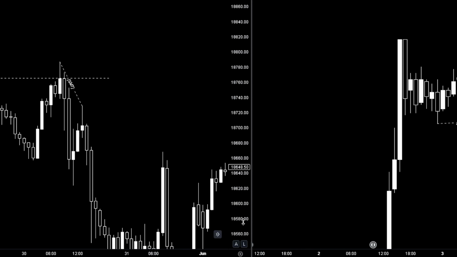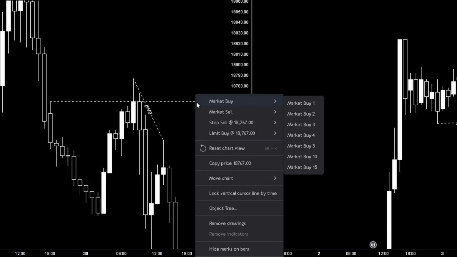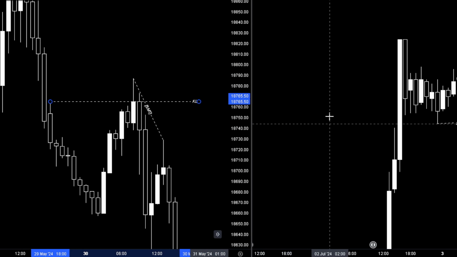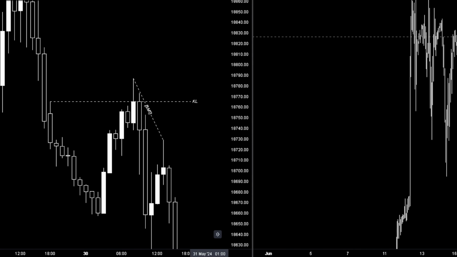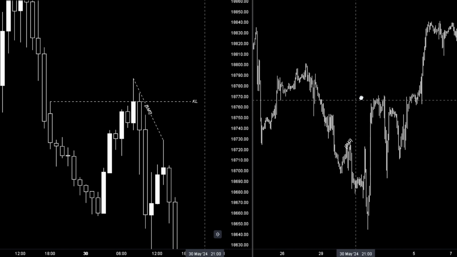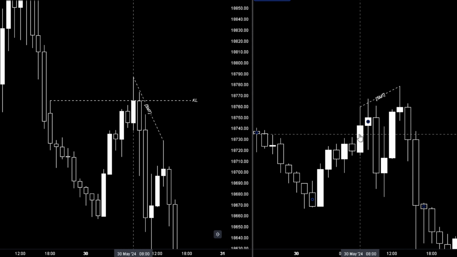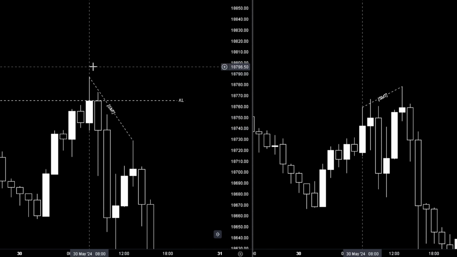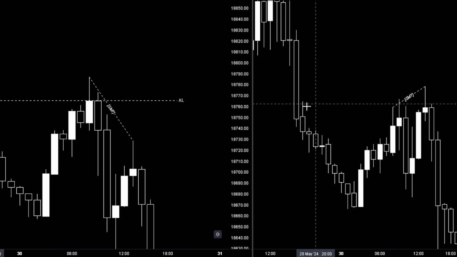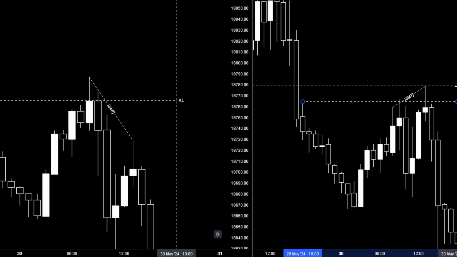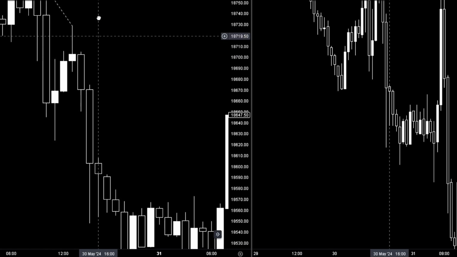So boom, as you can see, SMT, key level. On NQ we took out the high, but on ES we didn't take out that high right here. You see? Oh, on ES we did take out the high. Yeah, we took out this high on ES, but on NQ we didn't. Boom, key level right here. This 1 hour SIBI is our key level, and as you can see, price shot down, expanded.